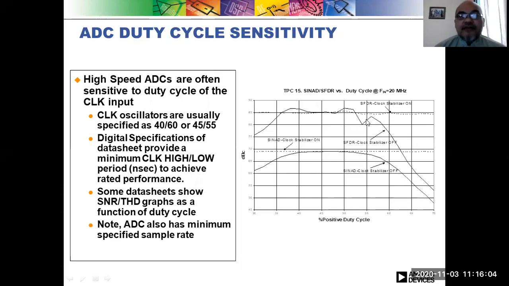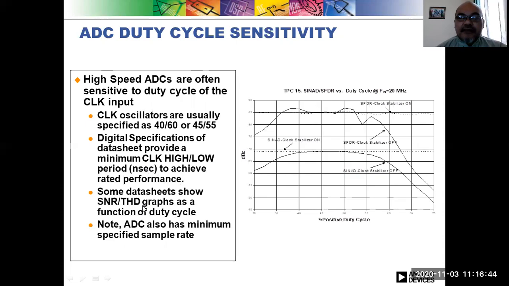Then there's another parameter called duty cycle sensitivity. High-speed ADCs are often sensitive to the duty cycle of the clock input. Duty cycle is the percentage of the switch on time compared to the whole period of that clock pulse. Clock oscillators are usually specified as 40 to 60 duty cycle or 45 to 55. The digital specification in the datasheet provides a minimum clock high or low period in nanoseconds to achieve rated performance. Some datasheets show signal to noise ratio and THD.